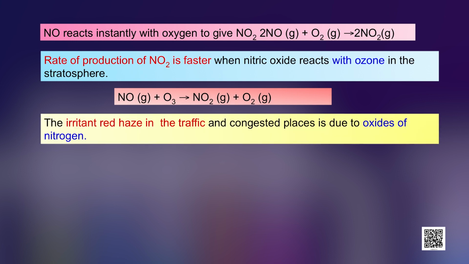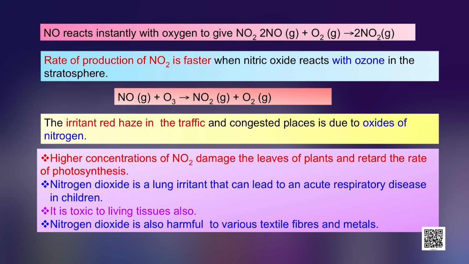The irritant red haze in the traffic and congested places is due to oxides of nitrogen only. The higher concentrations of nitrogen dioxide damage the leaves of the plants and retard the rate of photosynthesis. Nitrogen dioxide is a lung irritant that can lead to an acute respiratory disease in the children. It is toxic to living tissues also. Nitrogen dioxide is also harmful to various textile fibers and metals.